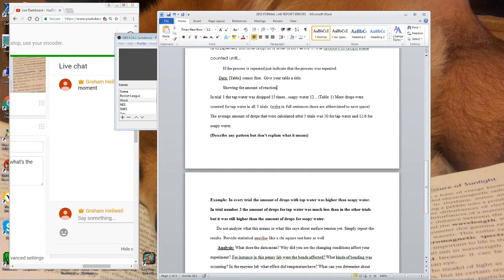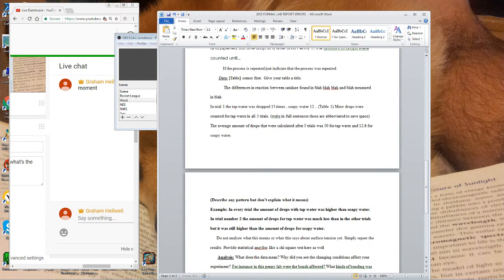the amount of reaction, the amount showing the amount of reaction, the differences in reaction between catalase found in blah blah blah and blah, measured by, or in blah blah. Right. So what were your numbers?